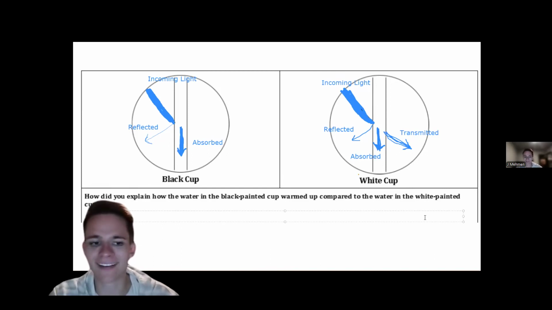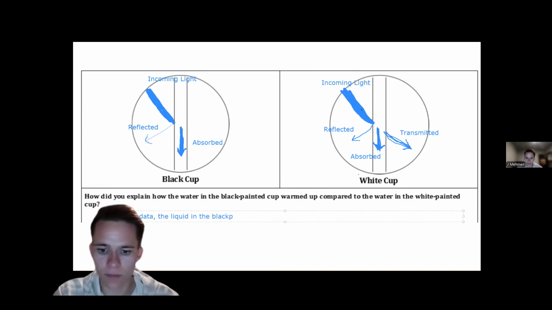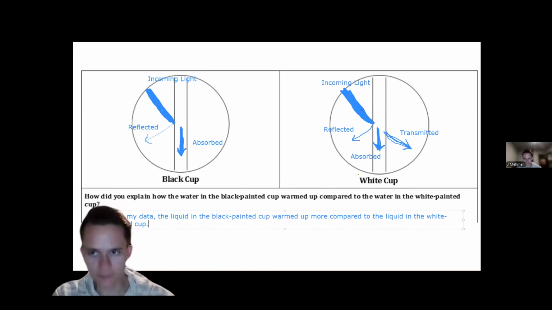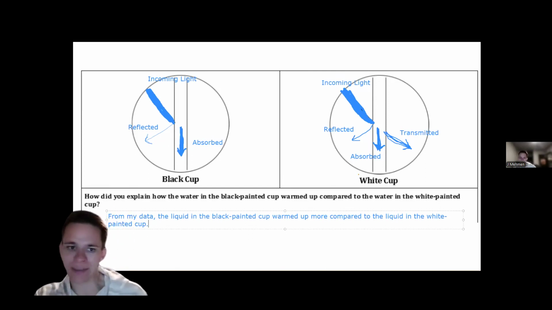First, I'm going to state directly from my data. From my data, the liquid in the black painted cup warmed up more compared to the liquid in the white painted cup. This is a fact from my experiment. This isn't something that I would argue with somebody. This is coming straight from my data table. 4.1 is a higher number than 2.6. And let's think about why that might be happening.